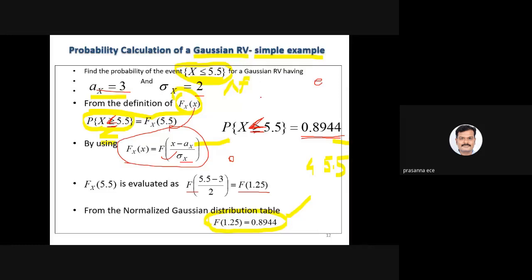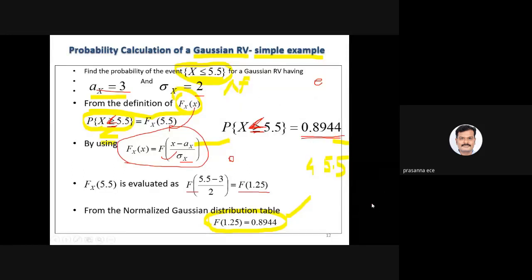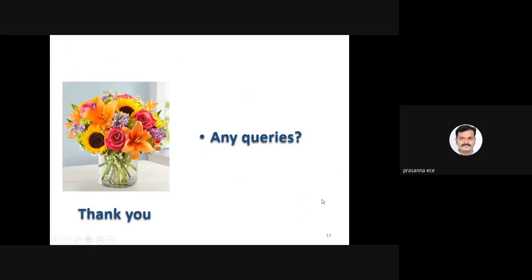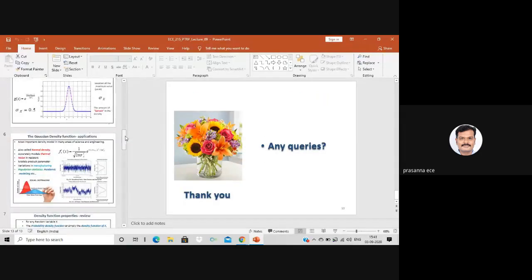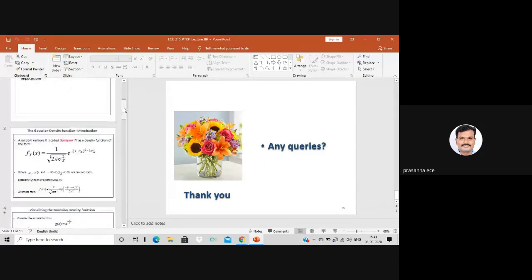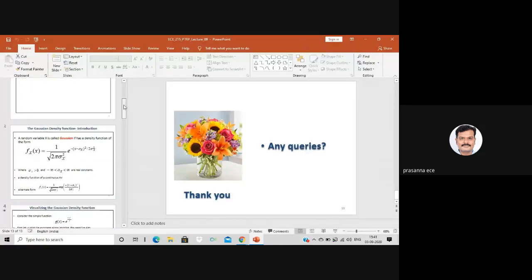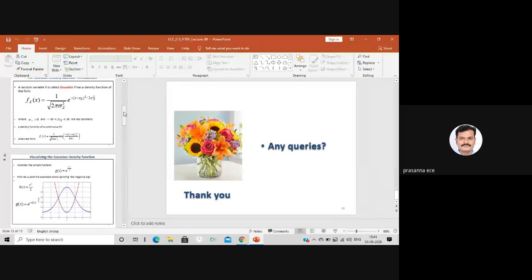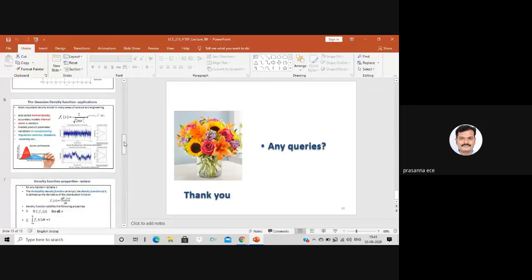With this I end the session. I just want to know whether there are any doubts, or did you understand the concepts today? Maybe we are a little bit vague here. Go through the slides again and again, and only then will you understand what a Gaussian distribution is, what a Gaussian density is, how it is useful, and what its applications are.